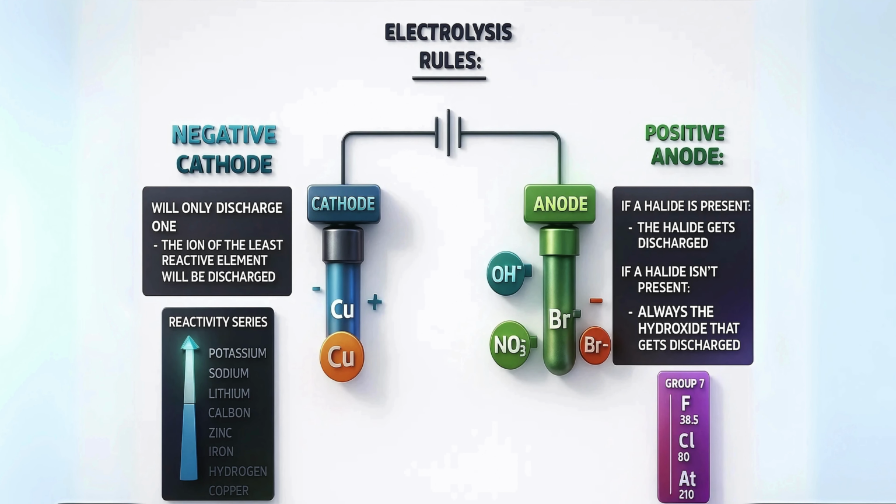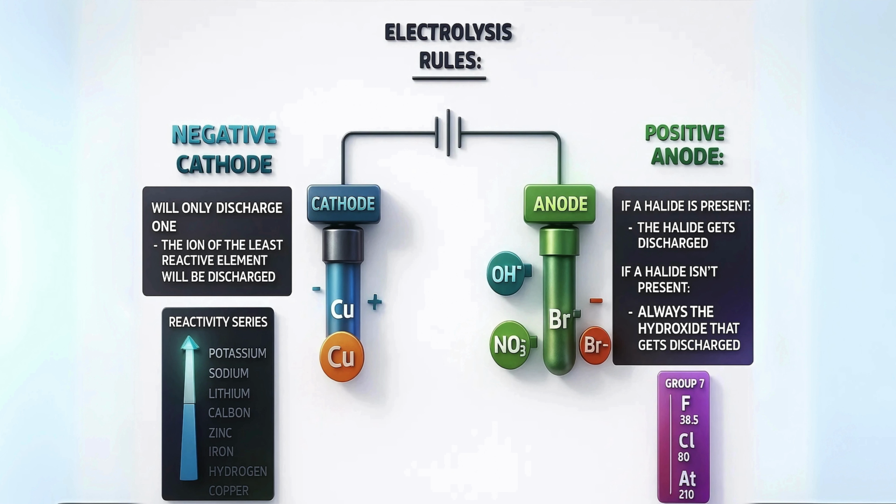First, let's look at the cathode, which is negative. The cathode attracts positive ions. These include the metal ions from the compound and the hydrogen ions from the water. However, not both will be discharged. Only one type of positive ion actually gains electrons. The rule here is that the ion of the less reactive element will be discharged.